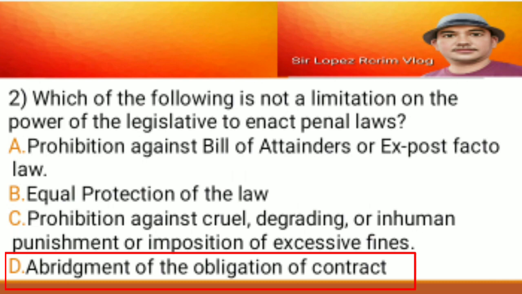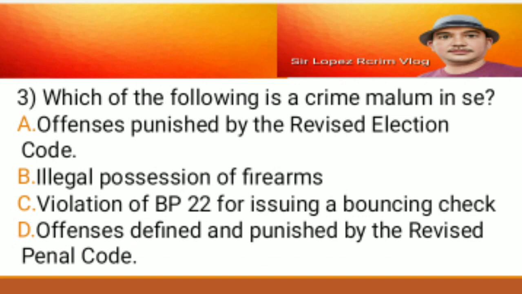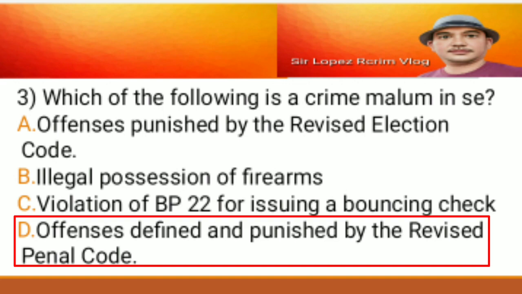Question number 3. Which of the following is a crime malum in se? Okay. Which of the following is a crime malum in se? Letter A, offenses punished by the Revised Election Code. Letter B, illegal possession of firearms. Letter C, violation of BP 22 for issuing a bouncing check. Letter D, offenses defined and punished by the Revised Penal Code. The correct answer here is letter D. Yan, malum in se is punishable by the Revised Penal Code.